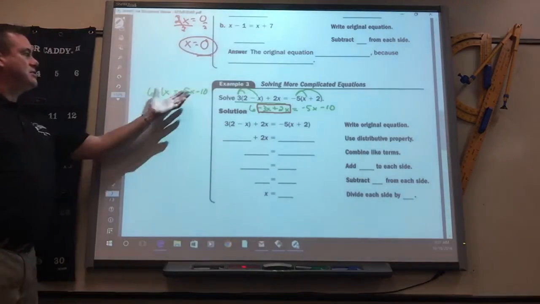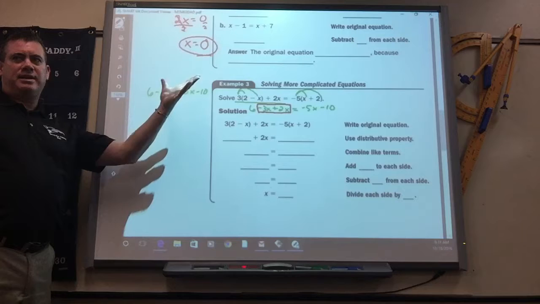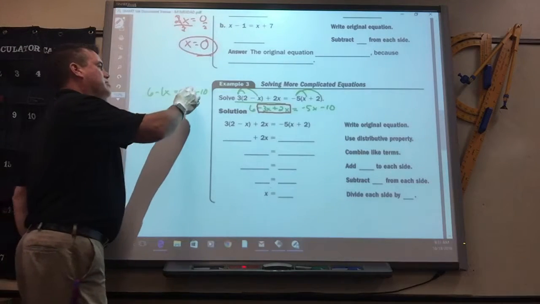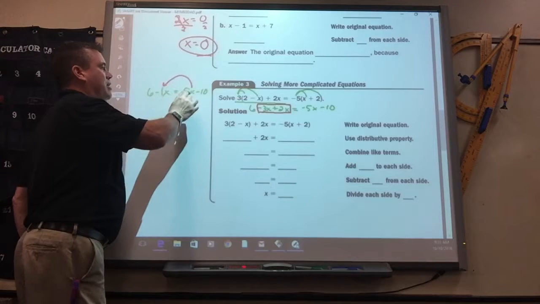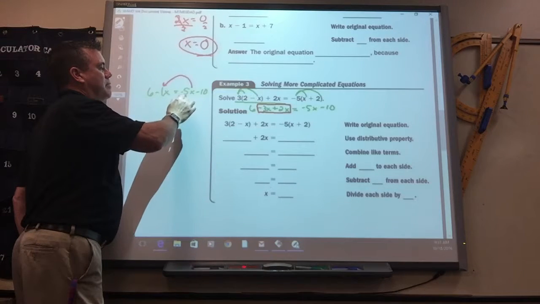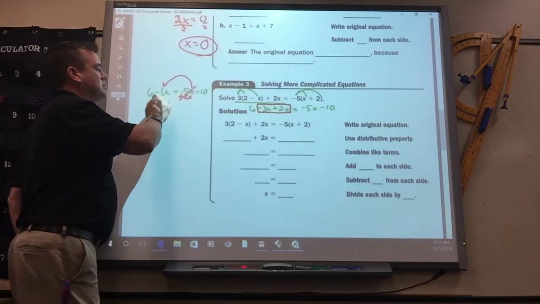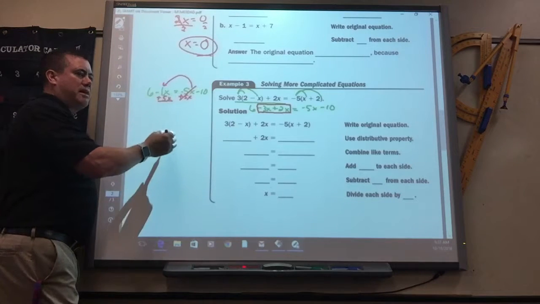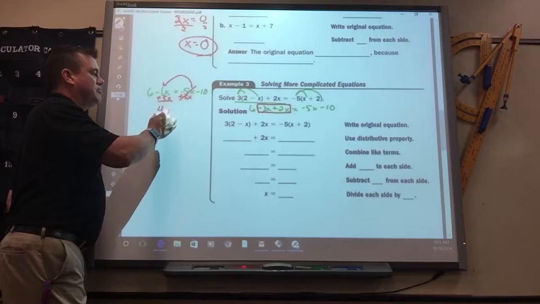Now we have x's on each side and numbers on each side, so you've got to get the x's to one side or the other. Again, it doesn't matter which one you move, but I'm going to get that one out of there. It's a minus, so you do the opposite. You add to get rid of it. Do the same to the other x. Negative 1 plus 5 is 4x.